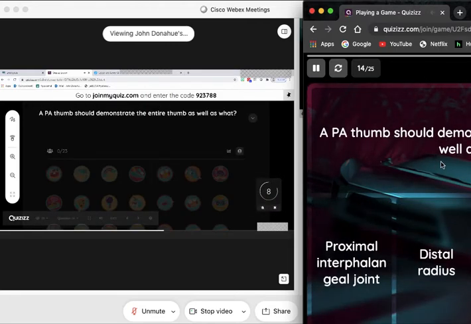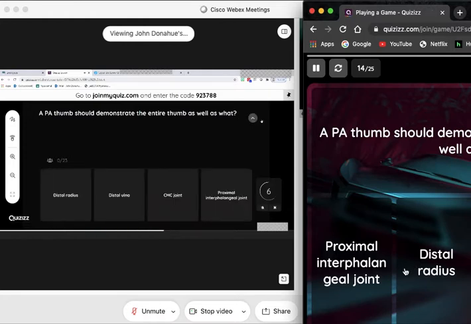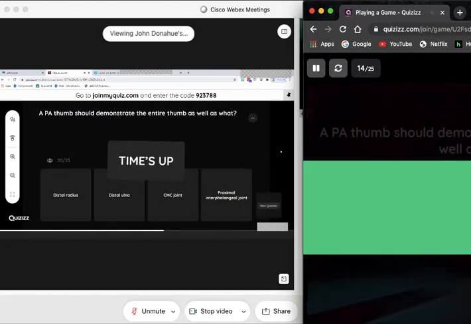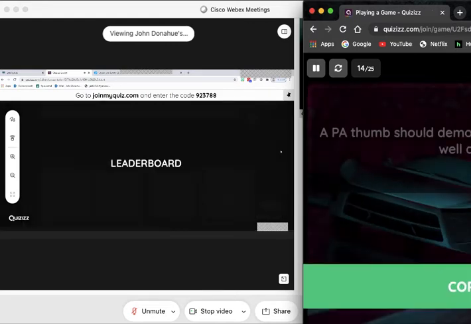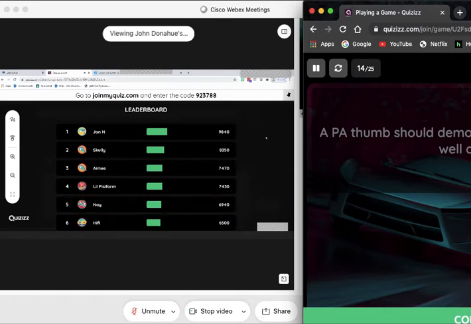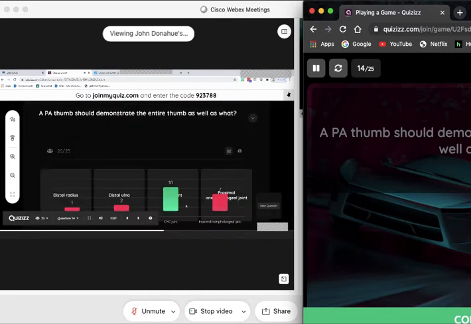PA thumb should demonstrate the entire thumb as well as what? It's going to be the CMC joint, guys. We must include the CMC joint. So even though you will see a lot of thumbs with a distal radius on there, it's not required. The one requirement on a thumb is going to be that CMC joint as well as that entire thumb.